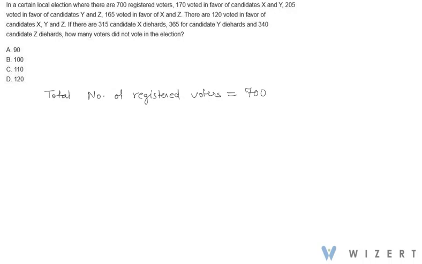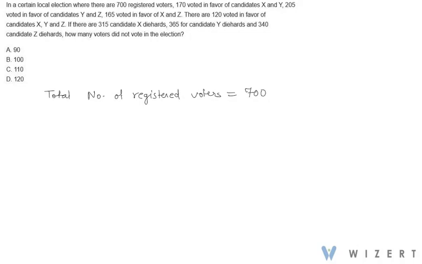205 voted in favor of candidates Y and Z. 165 voted in favor of X and Z. 120 voted in favor of candidates X, Y and Z, so the combination of all three. If there are 315 candidate X diehards, 365 for candidate Y diehards and 340 for candidate Z diehards, how many voters did not vote in the election?